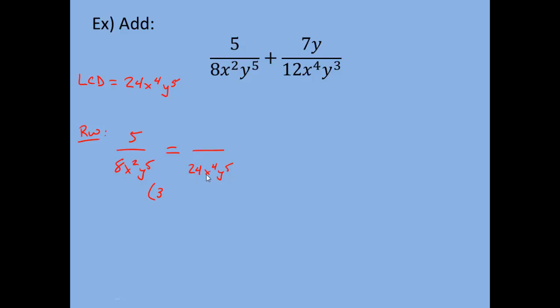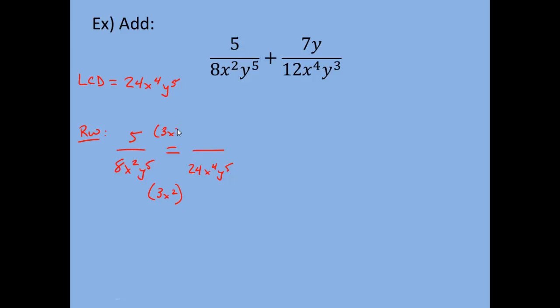x squared times what gave you x to the 4th? Well, that's times another x squared. And then y to the 5th stayed y to the 5th. It's really multiplying by 1, but you don't want to write that in there. If the variable doesn't change, y to the 5th stays y to the 5th, then we don't need to multiply by anything. So we multiply the denominator by 3x squared.